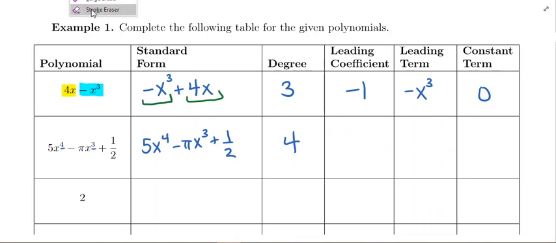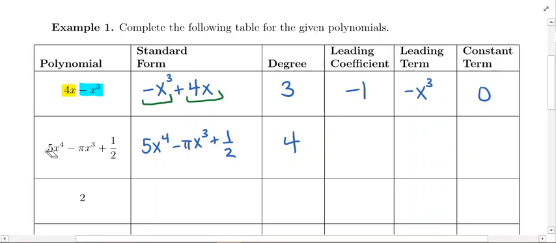I'm going to go ahead and write down the leading term first. I probably should have put that first. How many terms do we have here? We have 1, 2, 3 terms in this polynomial. So 5x to the 4th is a term, negative pi x cubed is a term, and 1/2 is a term. The leading term is the term that contains the highest power of x. So that's going to be 5x to the 4th, and then the leading coefficient is the number in front of the highest power of x. So it's 5 here. The constant term, we actually have one here.